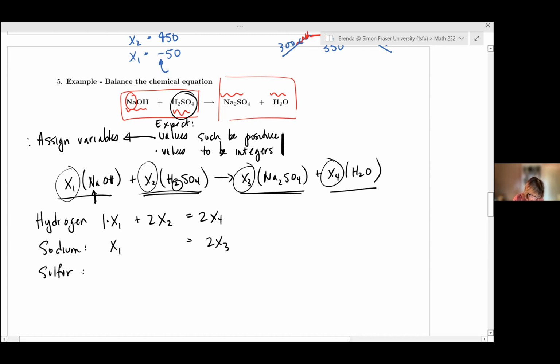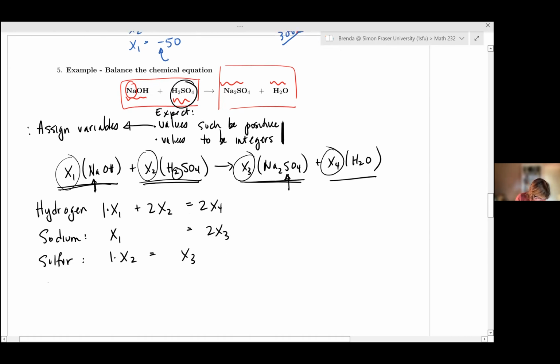Sulfur. I see no sulfur in the first term here. I see sulfur there. I've got 1 of them times x2. So the sulfur is 1 times x2, and that is equal to the sulfur showing up here with a subscript of 1. So we've got here just x3.